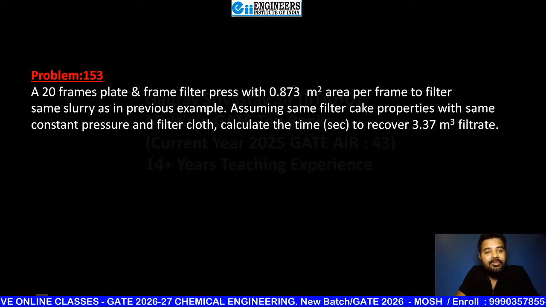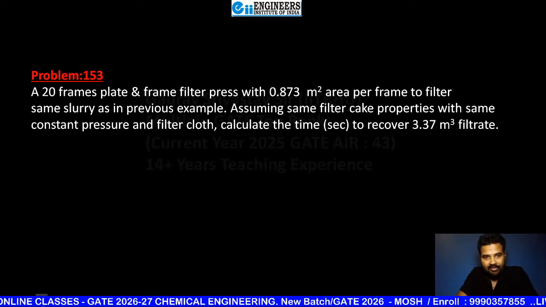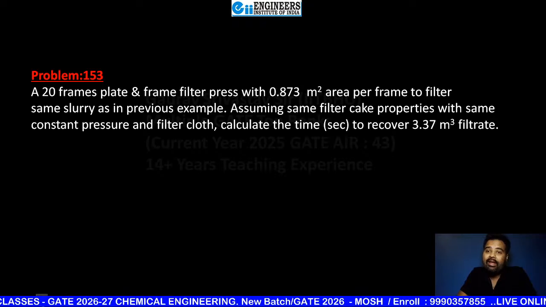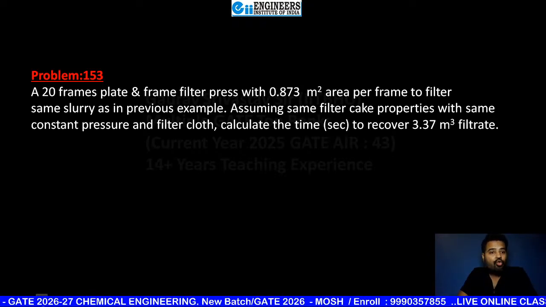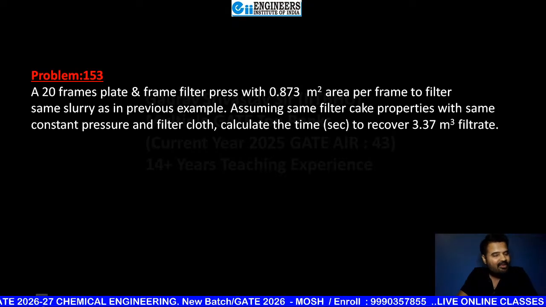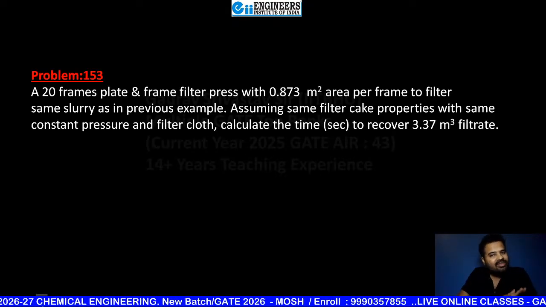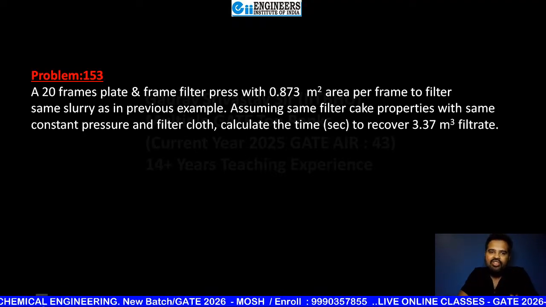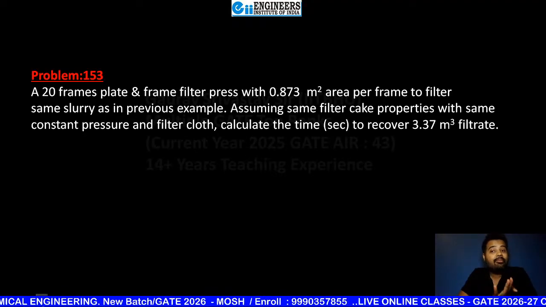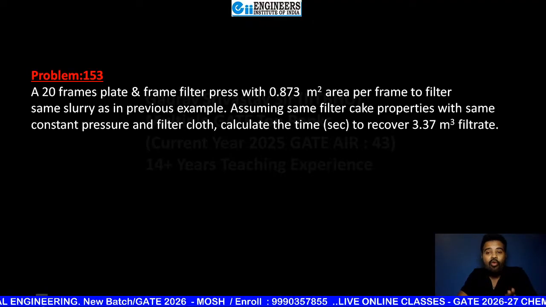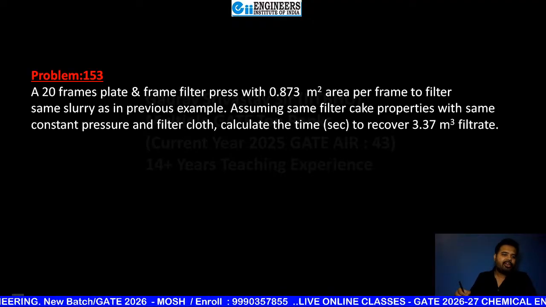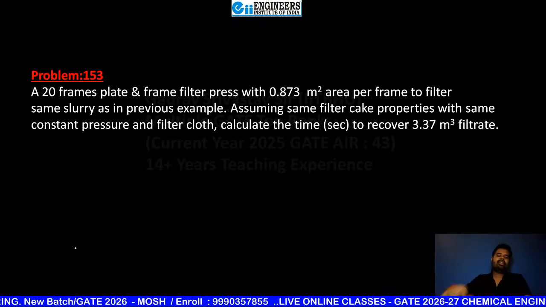A 20-frame plate and frame filter press with 0.873 meter square area per frame is used to filter the same slurry as in the previous example. Assuming the same filter cake properties with the same constant pressure and filter cloth, calculate the time in seconds required to recover 3.37 meter cube of filtrate. Just read it. I am giving you 30 seconds, then I will solve this.